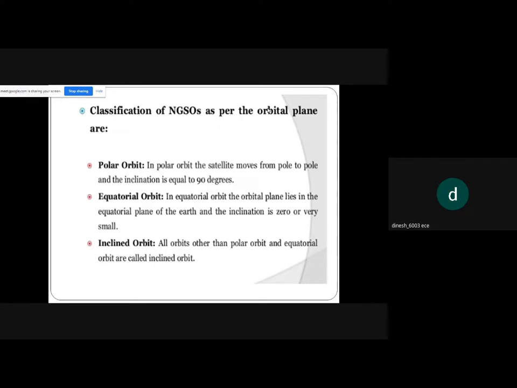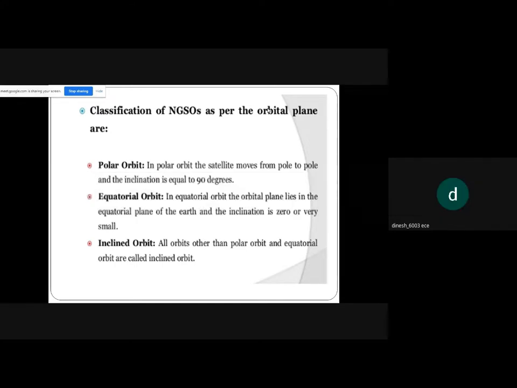So in polar orbit, the satellite moves from one pole to another pole with 90 degree inclination. Whereas in equatorial orbit, the orbital plane lies with an inclination of zero or very small. Whereas in inclined orbit, all the orbits other than polar and equatorial orbit are called inclined orbits. So when the satellite moves from one pole to another pole with 90 degrees, we call it polar. If it is equal to zero or very much smaller, it is equatorial. Other than this, we call it inclined orbits.